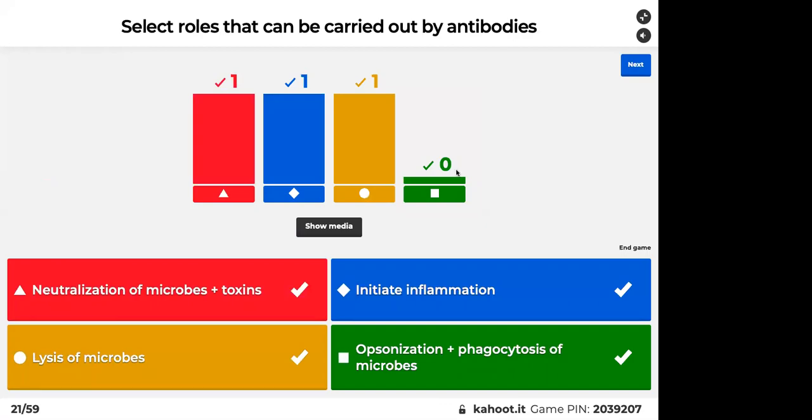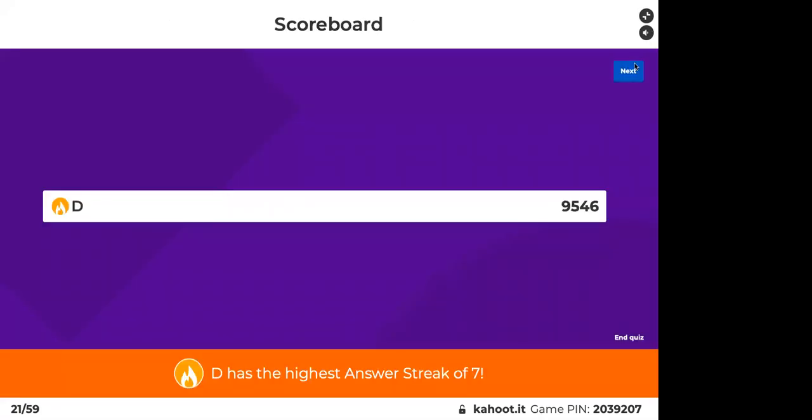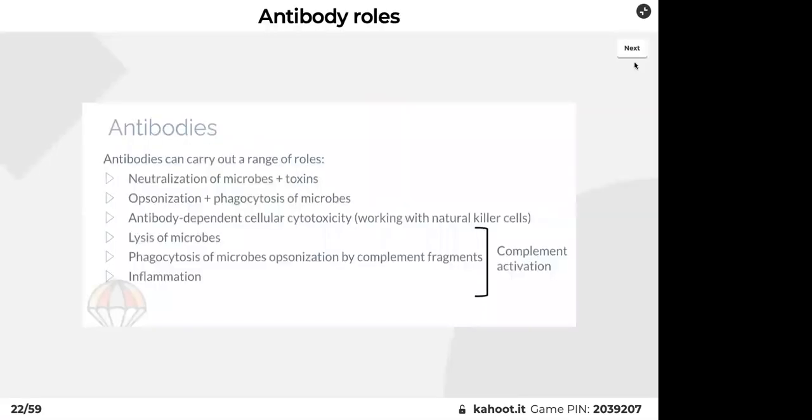Excellent job. Well, all four of those actually are carried out by antibodies. Let's see if there are some other roles here as well. Let's see what hasn't been covered. So we have neutralization of microbes and toxins, that's there. Opsonization, phagocytosis of microbes. We have lysis of microbes and initiating inflammation. And besides those, there's also antibody-dependent cellular cytotoxicity, working with natural killer cells. And there's phagocytosis of microbes, opsonization by complement fragments. So those are some extra roles carried out by antibodies.